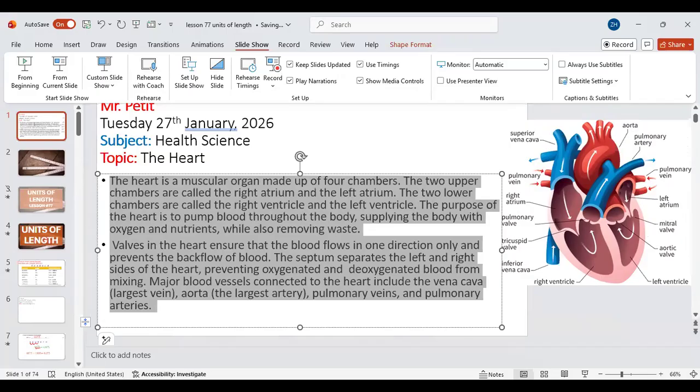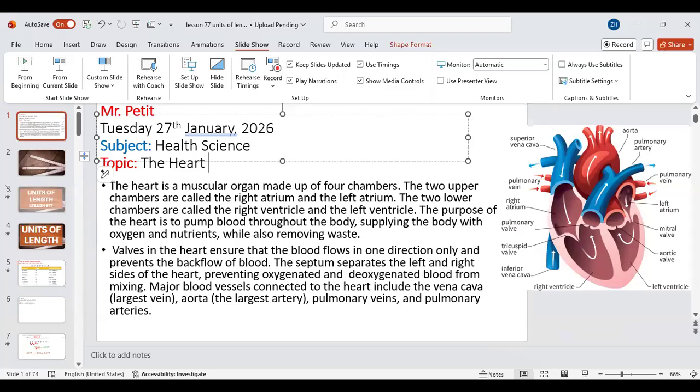So what I want you to do is, Ronell, read the first paragraph, and Amara, read the second paragraph for me, please. The heart is a muscular organ made up of 4 chambers. The 2 upper chambers are called the right atrium and the left atrium. The 2 lower chambers are called the right ventricle and the left ventricle. The purpose of the heart is to pump blood throughout the body, supplying the body with oxygen, nutrients, whilst removing waste. Very good.